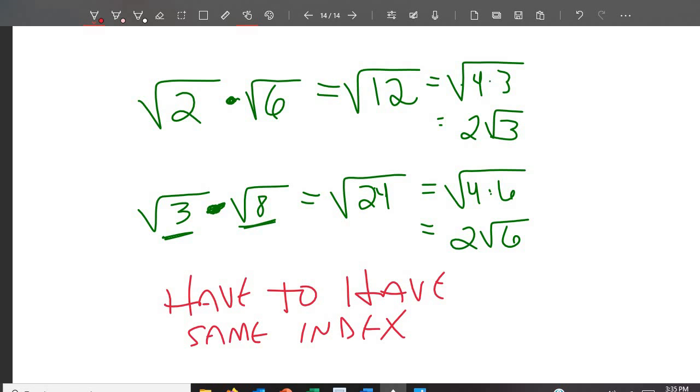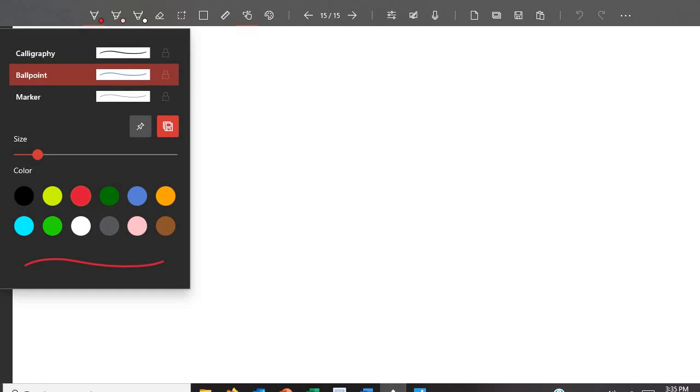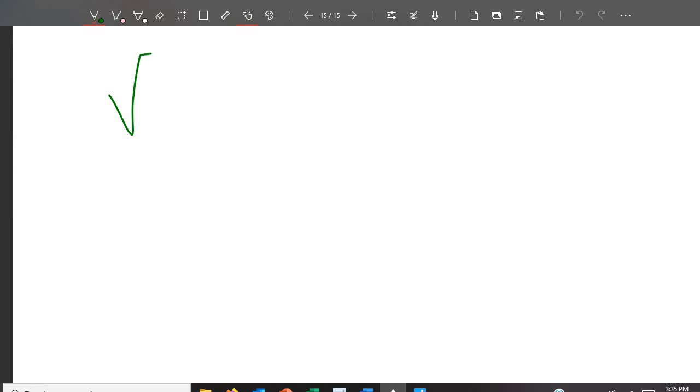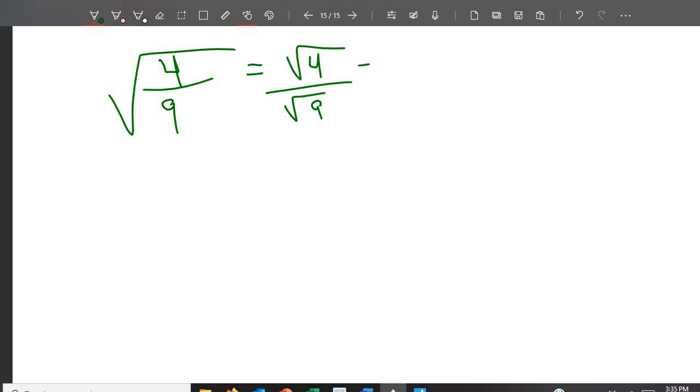That's important. Now let's talk about division. I did one like this earlier in the other lecture. Let's say I had the square root of 4 over 9. The rule says we can break this apart and take the square root separately. So it's just like the multiplication. I can split it apart, do what's in the top, do what's in the bottom separately.